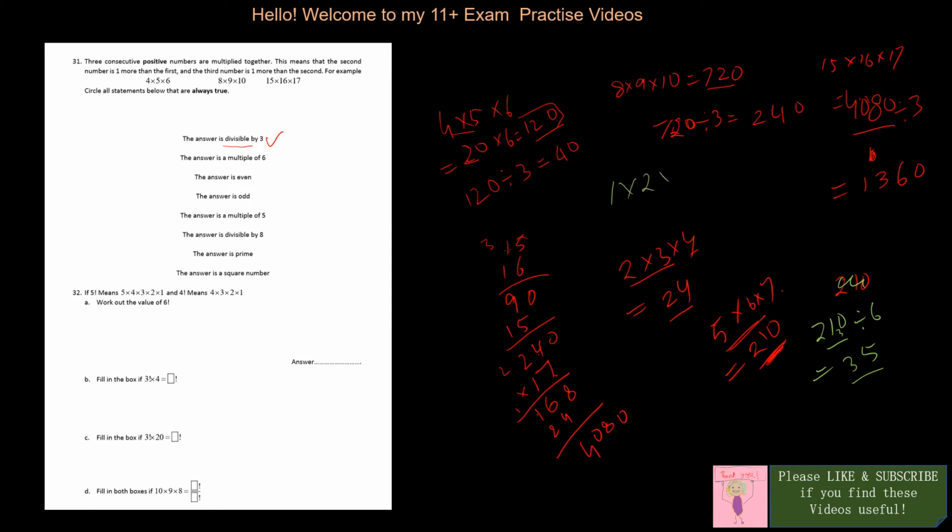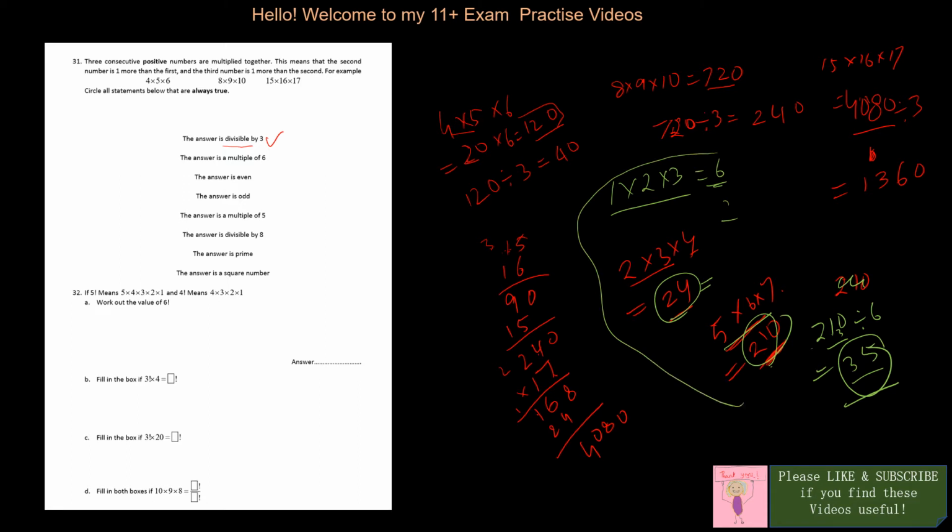If you do 1 times 2 times 3, you get 6, a multiple of 6. If you do 2 times 3 times 4, you get 24, that's a multiple of 6. Then if we did 5 times 6 times 7, we got 210, and that is a multiple of 6. Divided by 6, we got 35. So they are all multiples of 6. Looks like it. I can't believe it, but anyway.